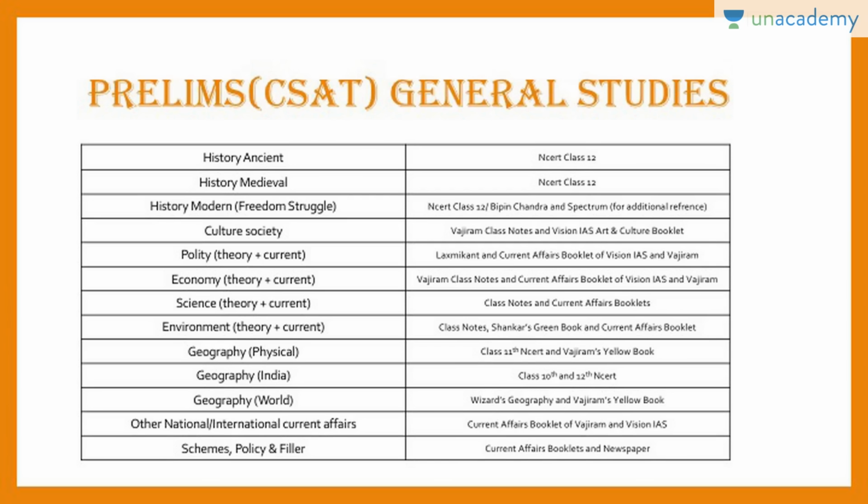Whatever is happening currently in polity, the good part in both of these booklets is that they not only talk about the factual part of it. For instance, if we talk about President's Rule, they'll not only tell you about Article 356, but also give you its analysis, its past experiences, what the Supreme Court has said. So it's a wholesome thing. I believe along with Laxmikant, these could prove a good supplement.